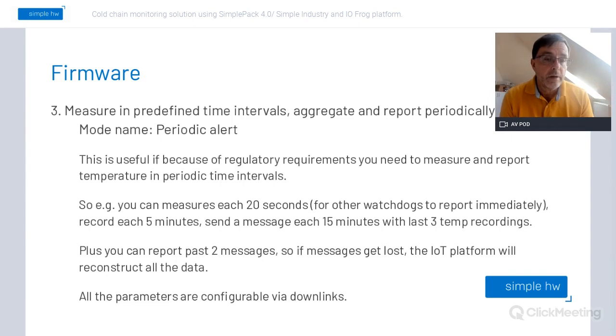Plus, you can add to the payload the past 2 messages. So if 2 messages get lost, the IoT platform again can reconstruct all the data. And all those parameters, so what are all the timings, how many messages you want to aggregate, how many messages you want to have redundant, this is all configurable via downlinks. So you are totally free to configure it precisely to your use case.